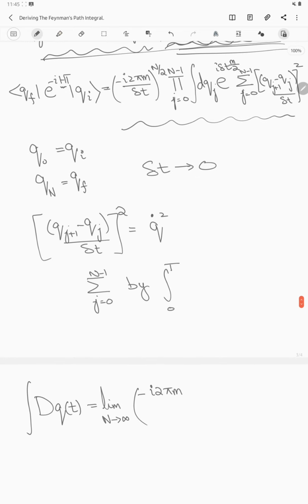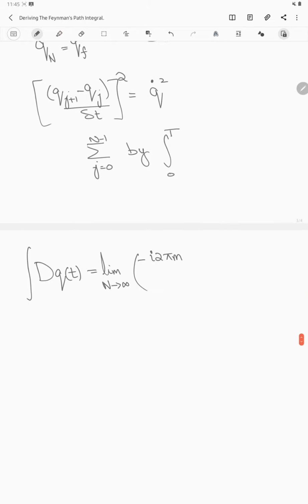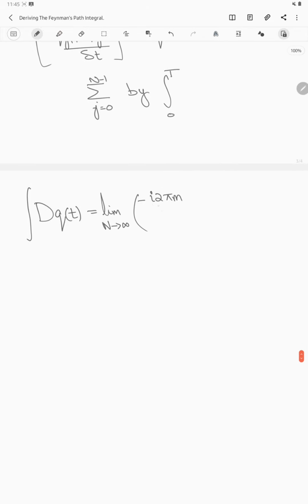Again, I'm writing this from this expression over here, right? Okay, so negative iota 2 pi m over delta t, and of course power n by 2. And here we have the product carried from j is equal to 0 to n minus 1 of what? Of these integrals dqj.